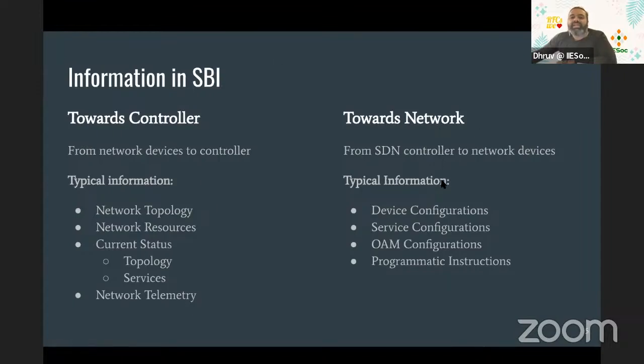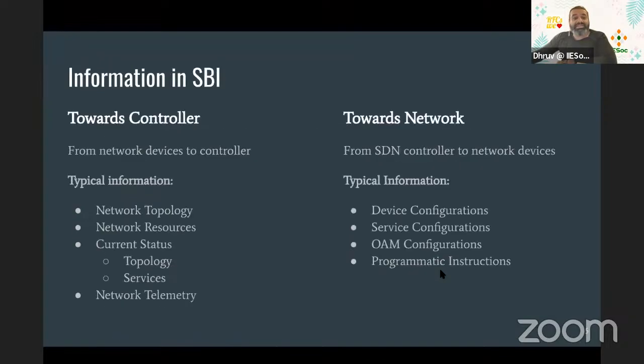Towards the network is mainly configurations. Configuration could be device configuration, services, new services like VPN, new configuration, measurements, and also one of the key parts about SDN, which was adding programmability into the network and making changes super fast. So the programmatic instructions that we send towards the network.